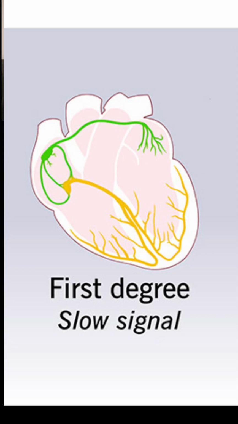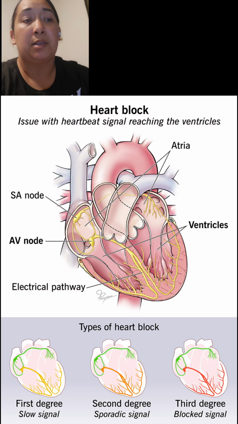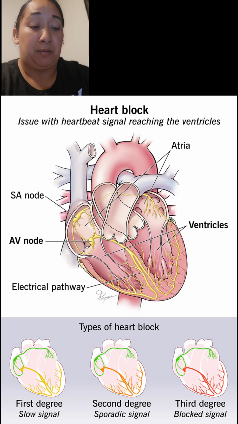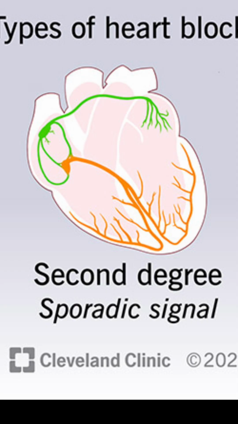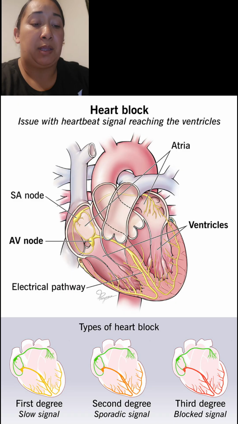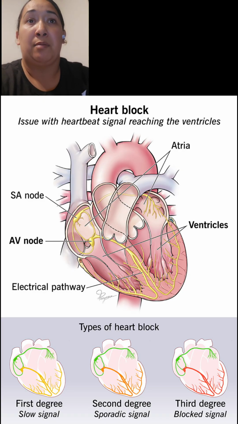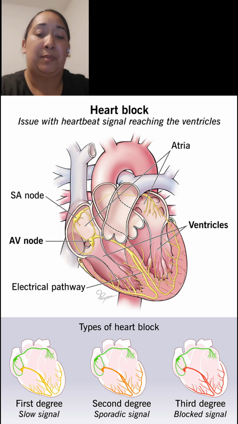The first degree is often an asymptomatic condition, which normally does not require any treatment. The second degree can be a little more serious and may require some monitoring or very little treatment. In the second degree, this is where they may recommend putting a pacemaker onto the patient.